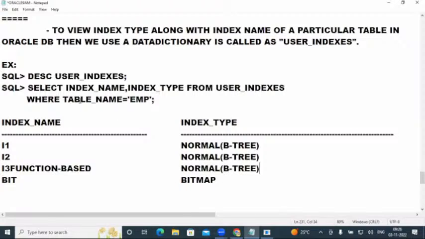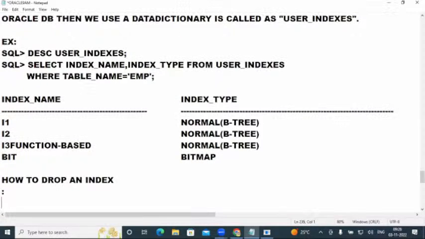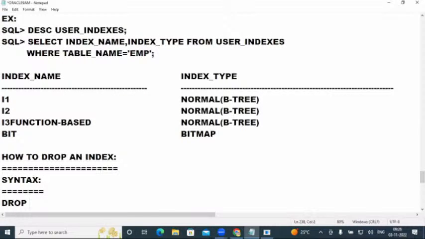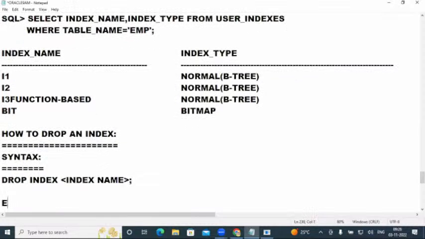Okay, so this is the way you can see your index types also. And the next one is how to drop an index. Whenever you want to drop indexes from your table, you can use this syntax here. And this is the common syntax for dropping both bitmap indexes as well as B-tree indexes. Both are the same here.